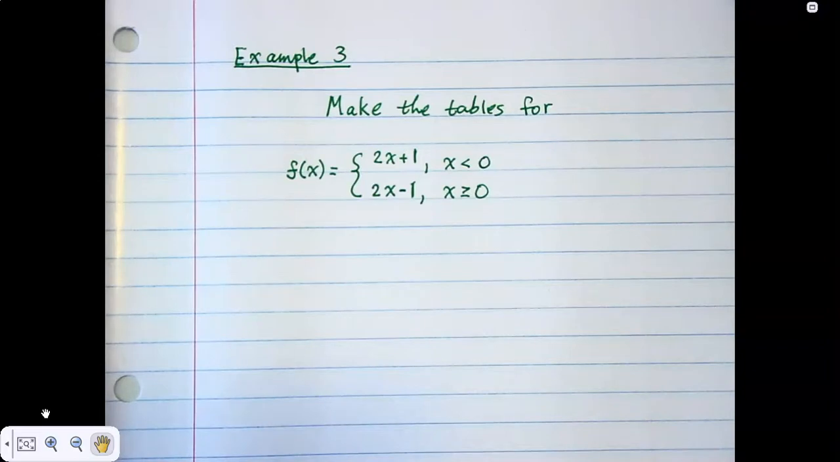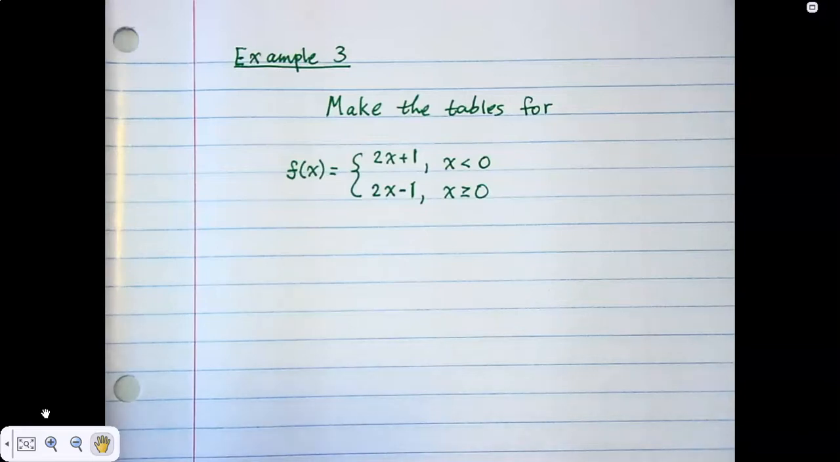Now again, the evaluating piecewise functions actually was examples 1 and 2. This is another continuation of the piecewise unit, you can say, piecewise section. So we're continuing on from those notes. So this is why it's example 3.